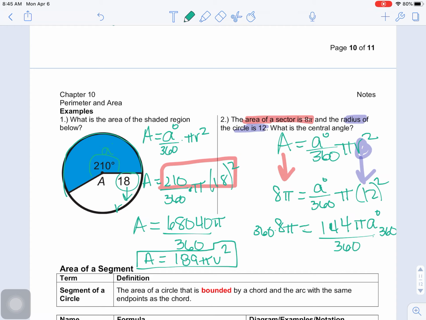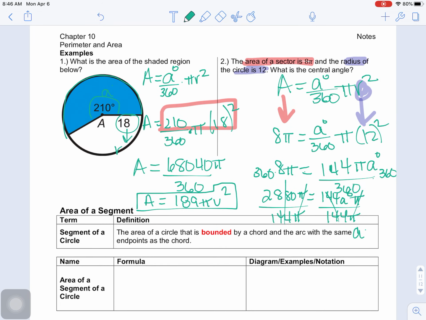Lots of algebra, lots of stuff happening on this side here, so just be careful with your process. Just trying to walk through this so that you guys can see what I'm doing. And when I do that division, I find out that A is equal to 20 degrees. So that's my arc, therefore my central angle, A is 20 degrees.